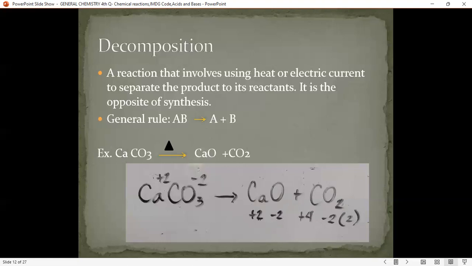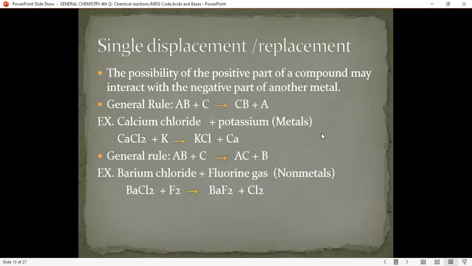If ever you are able to encounter this usage of electric current or heat, then the composition reaction has occurred. Are we clear? I hope so. Let's proceed to single displacement or replacement.